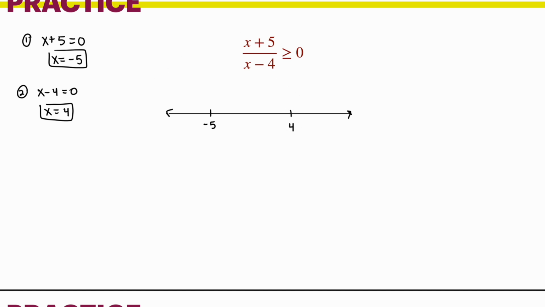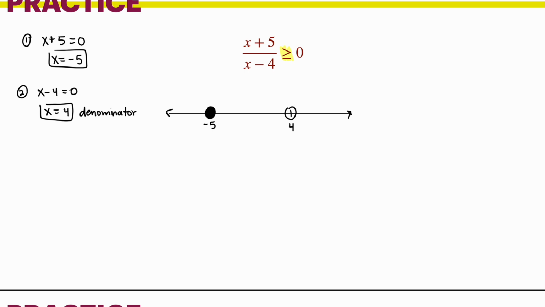Now, this is a greater than or equal, because there's a line underneath. That means at negative 5, it is going to be filled in. However, this is the denominator, which means no matter what, it will always be an open circle, no matter what.